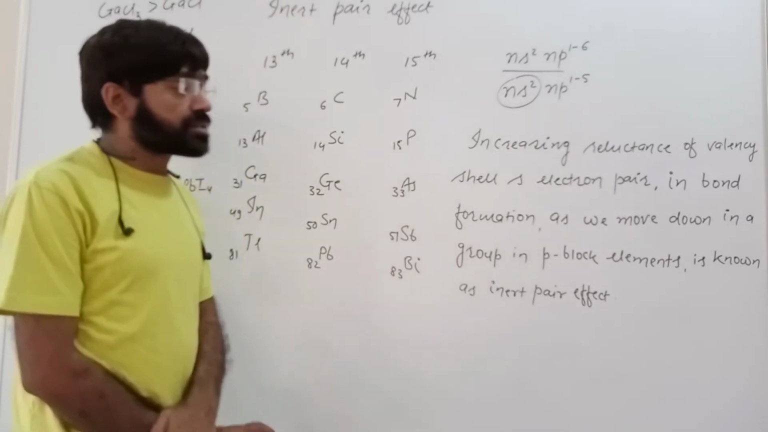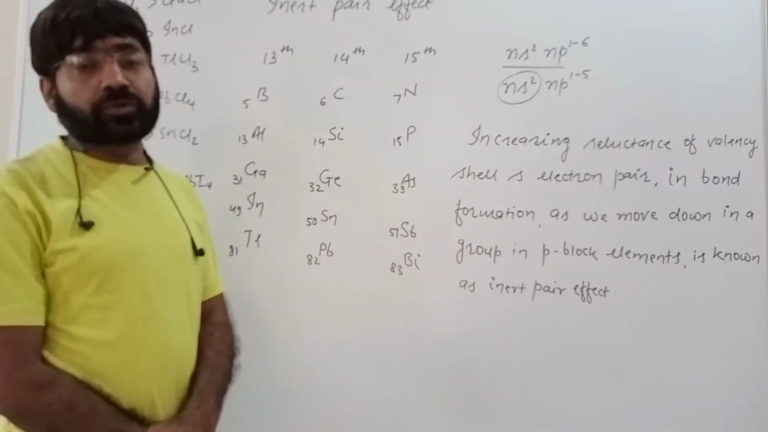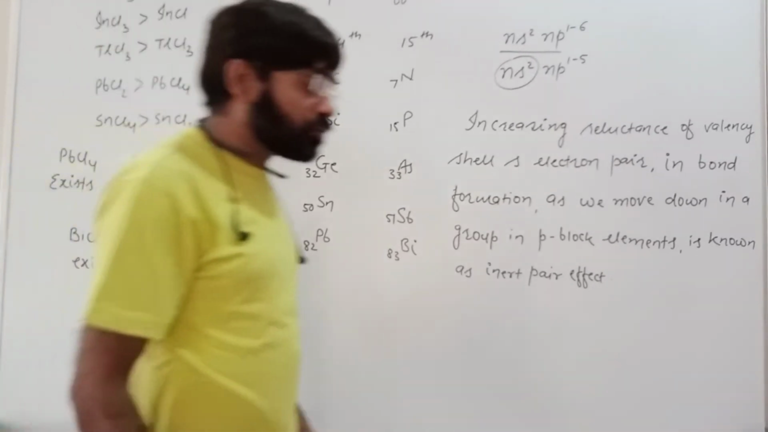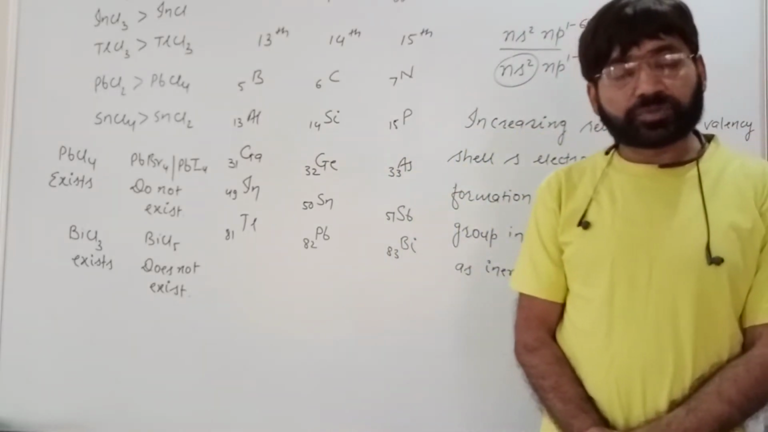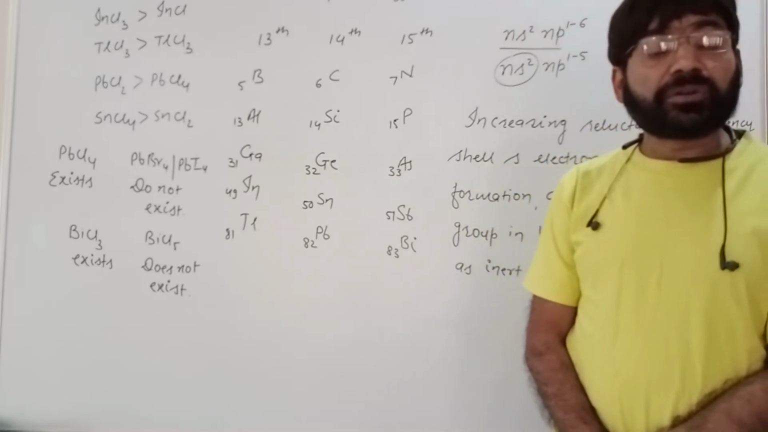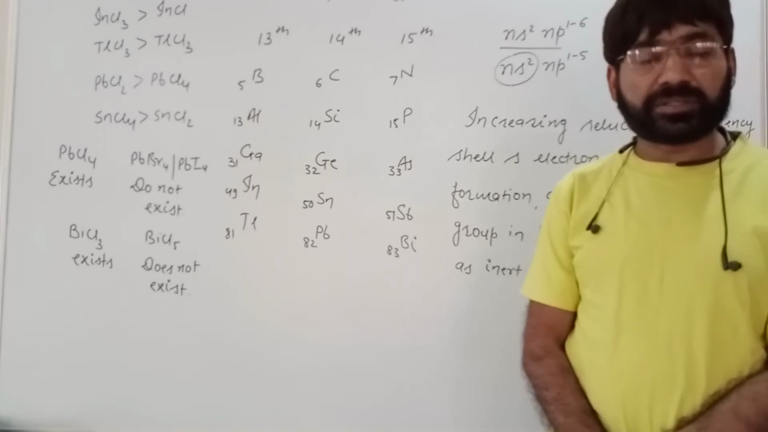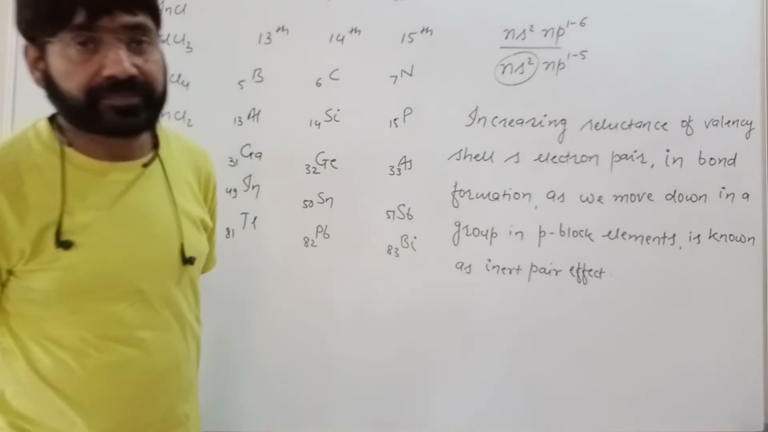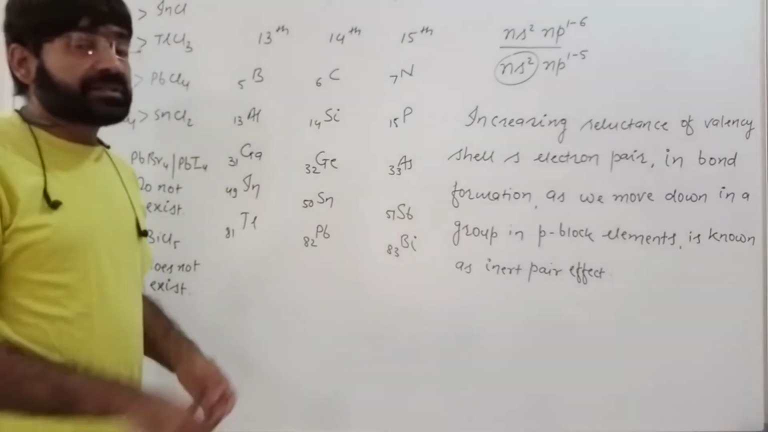So this is just the opposite of what we were expecting, because as we moved down in a group the size of the atom was increasing, and so the outermost electrons should be less tightly bound to the nucleus, so they should be lost readily. But rather than being lost readily, they are not interested in forming bonds or being utilized in bond formation. You're getting it? So now what is the reason for this?